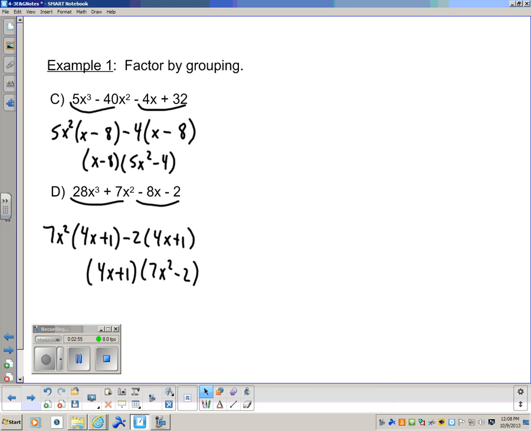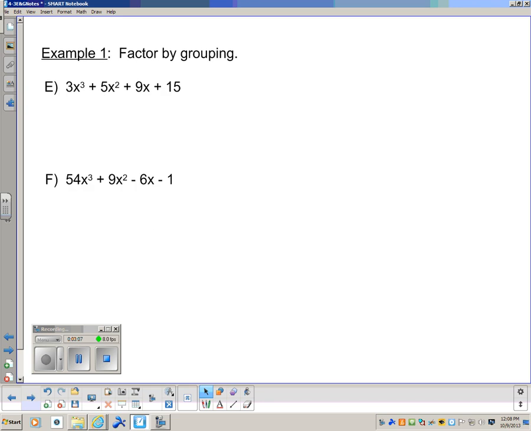By the way, if you end up not getting the same thing inside the parentheses, you know you did something wrong, so you need to go back and re-figure out what happened, because they will work out. So I think we got factoring by grouping pretty good.